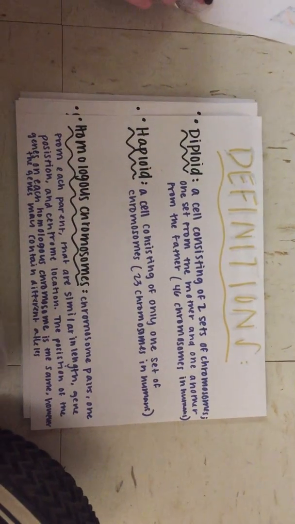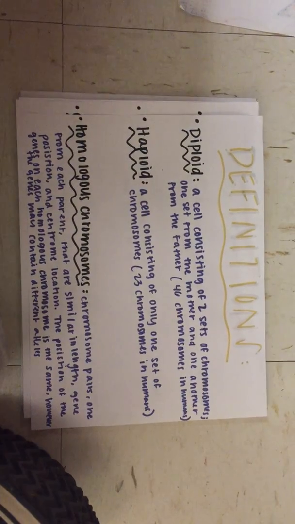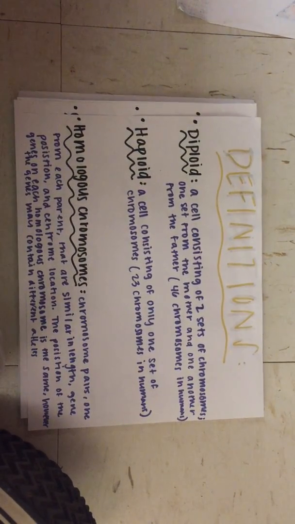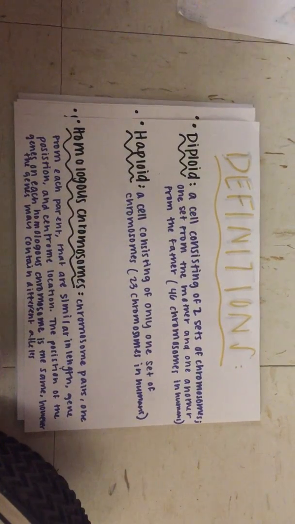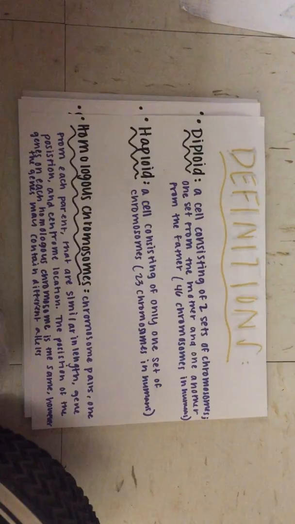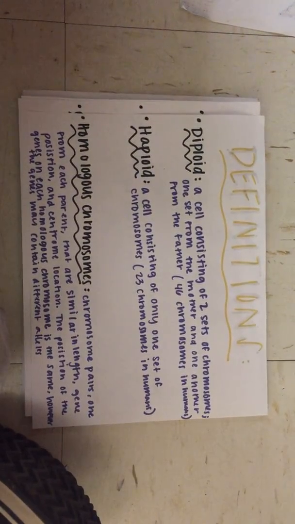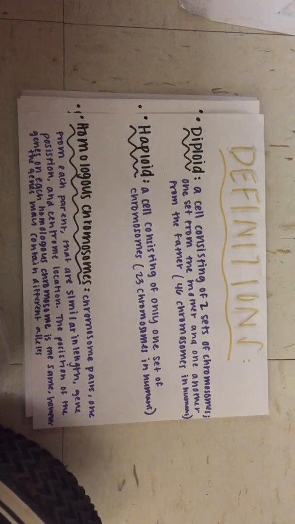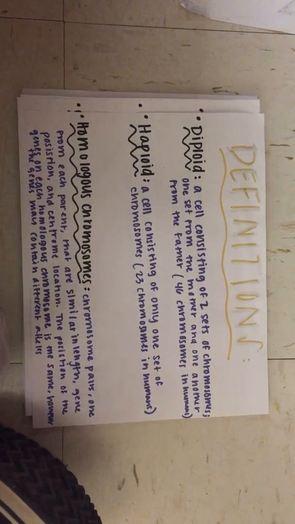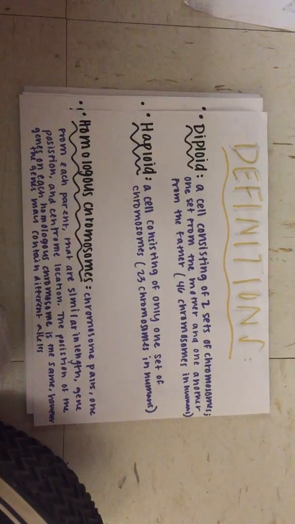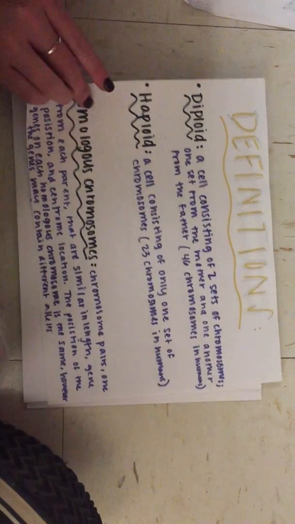A diploid is a cell consisting of two sets of chromosomes, one from the mother and another from the father. A haploid is a cell consisting of only one set of chromosomes. Homologous chromosomes are just chromosome pairs, one from each parent, and they're similar in length, gene position, and centromere location. The position of the genes on each homologous chromosome is the same. However, genes may contain different alleles.